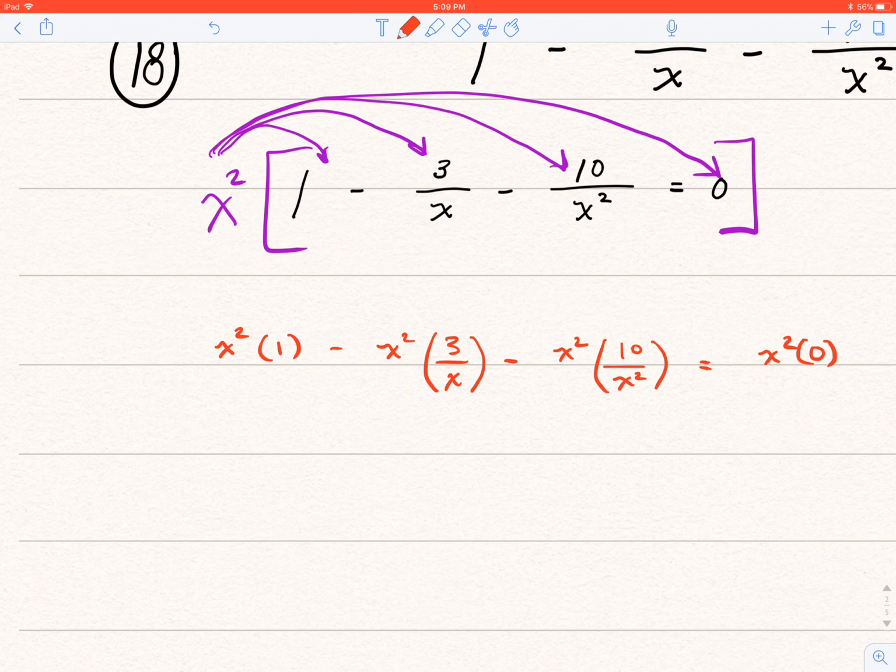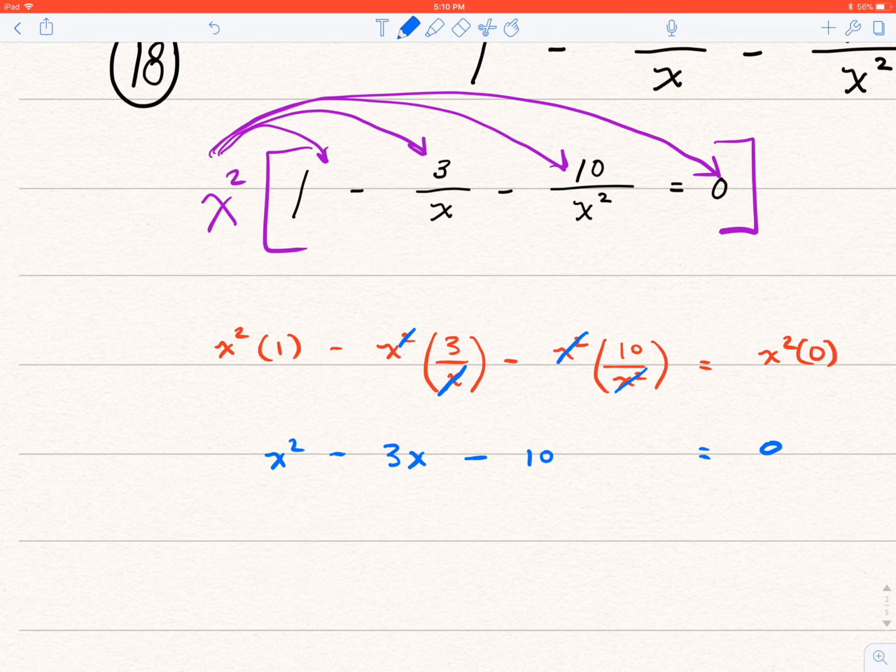Let's clean that up a little bit. For that first fraction, nothing will happen. It will just simply be x squared. For the second fraction, one of my x's on top and the x on bottom will cancel, leaving me with just a 3x. For the third term, x squared on top, x squared on bottom will cancel, leaving me with a minus 10. And this is going to equal x squared times 0, which is just 0.